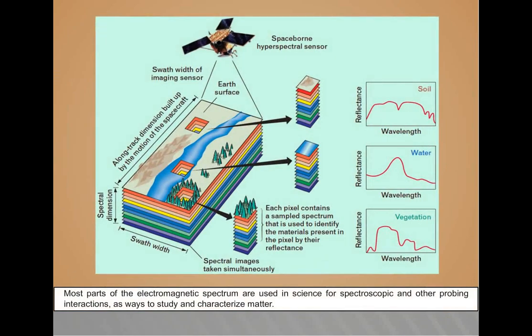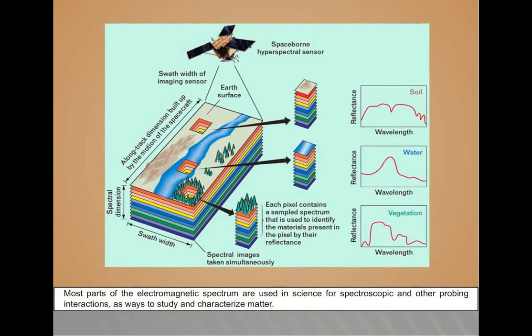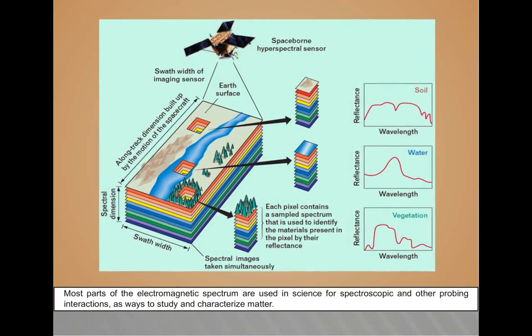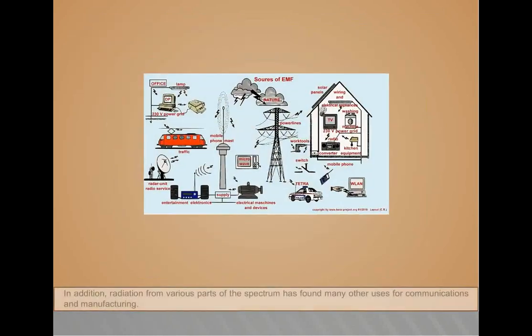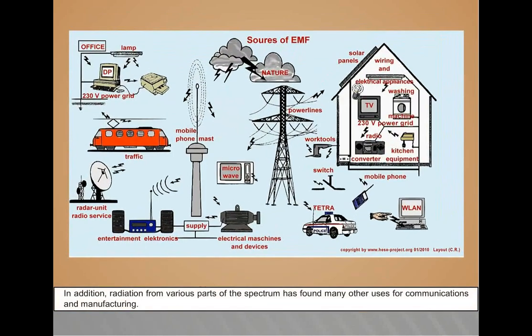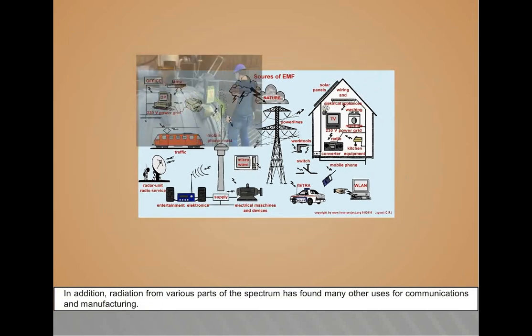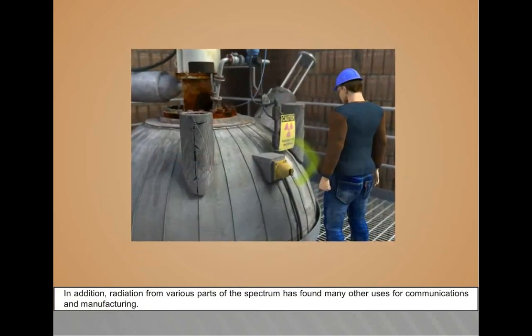Most parts of the electromagnetic spectrum are used in science for spectroscopic and other probing interactions as ways to study and characterize matter. In addition, radiation from various parts of the spectrum has found many other uses for communications and manufacturing.